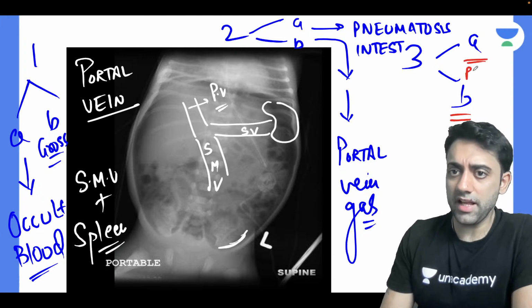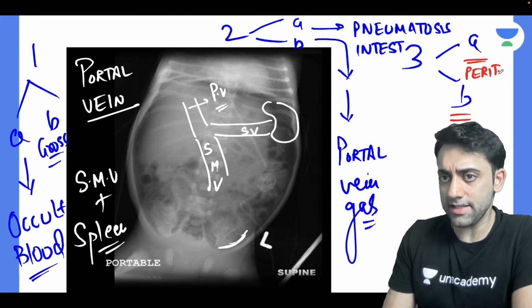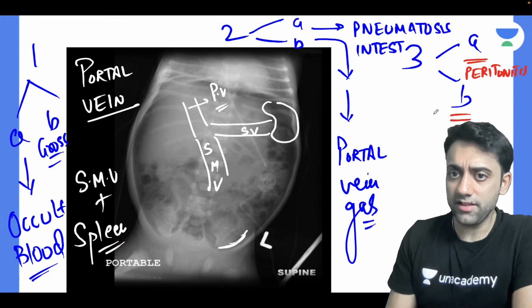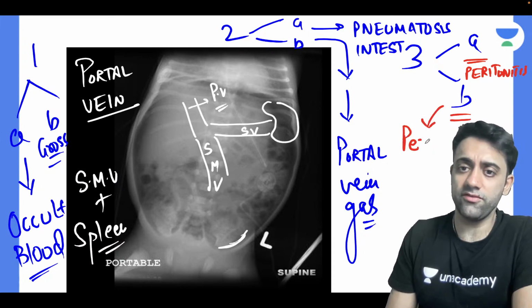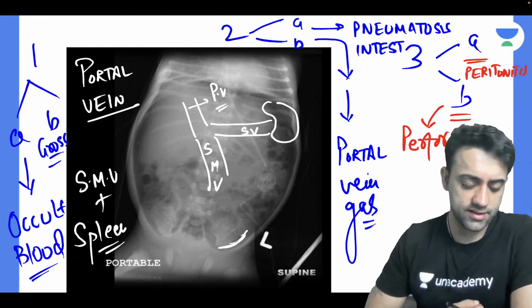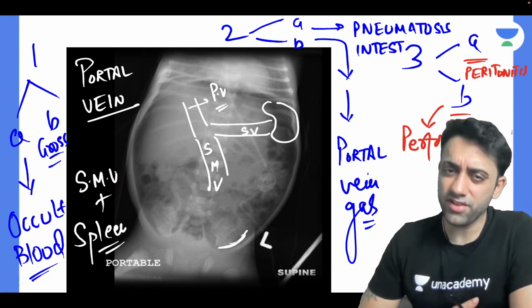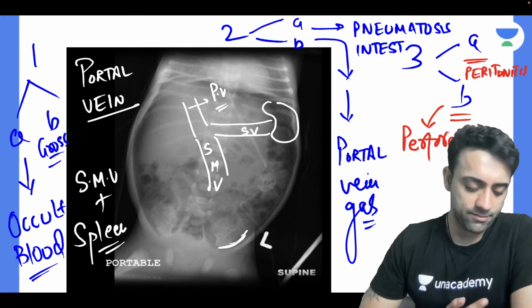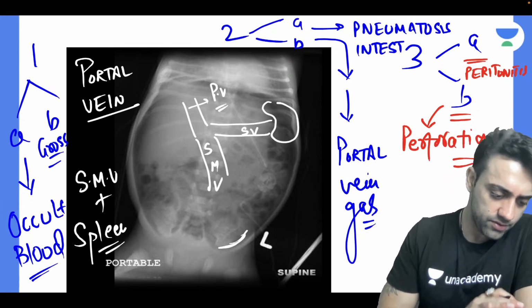Stage 3 of course will have the features of peritonitis. Okay, and in stage 3 there is definitely perforation, full perforation. Stage 3A will be peritonitis and stage 3B will be pneumoperitoneum, perforation, all that bad stuff. Done? I hope you have understood.